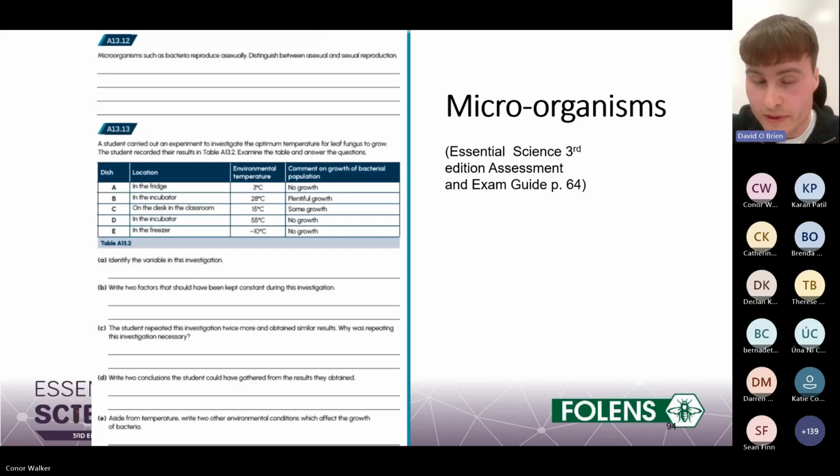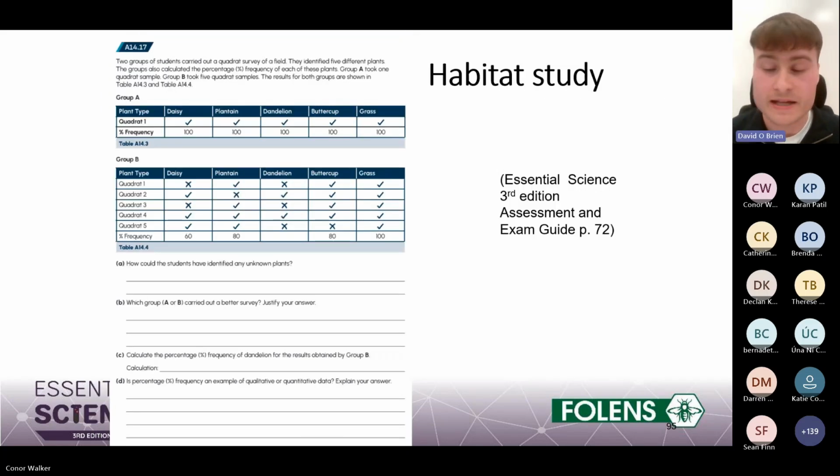Again, the same with microbiology. The same styles is repeated. 10 categories, all categories of questions in every single chapter to prepare the students for the exam. Next slide, please. And again, for the habitat study, and you know, this is what came up in 2024. They were asked to analyze data based on the percentage frequency method. Next slide, please.